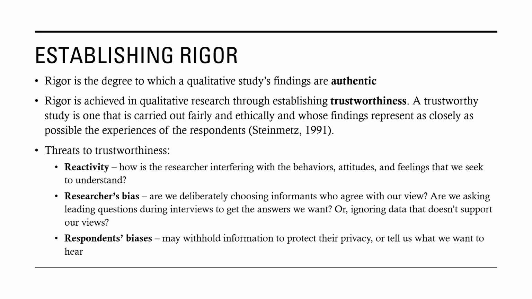This includes reactivity. Reactivity is when the researcher themselves and their presence may interfere with behaviors, attitudes, and feelings of those that they're trying to understand. So people may be reacting to them. We also find that the researcher may be biased. The researcher's bias could be coming through in the form of the types of informants that they are choosing to participate in the study. They may be asking biased or leading questions, or maybe they're ignoring data that doesn't support their perspective or the direction that they're going in.